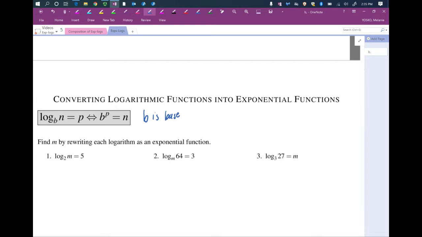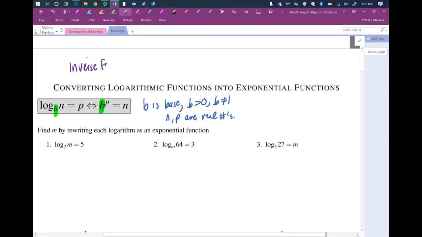We have a couple conditions for b. We see that b always has to be positive but can never be equal to 1. And then n and p are just real numbers. So what does this mean here? What are we doing? Like I said, the base is always going to be the same. The base of the logarithm is the same as the base of the exponential. But these are inverse processes.